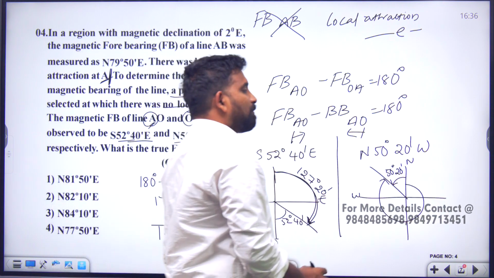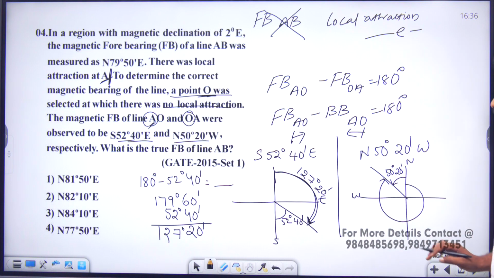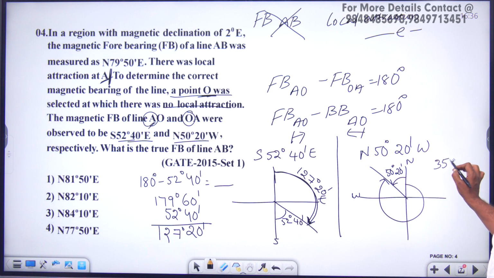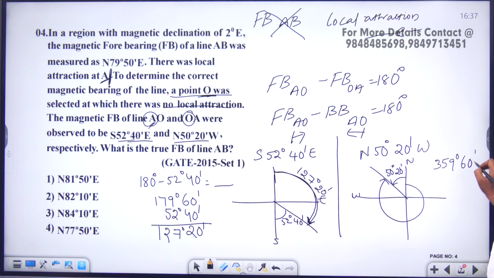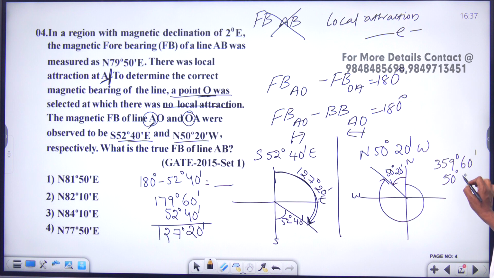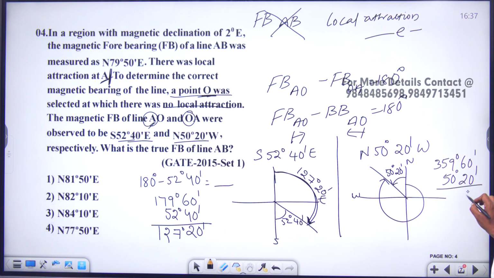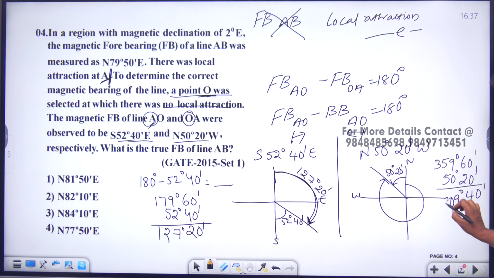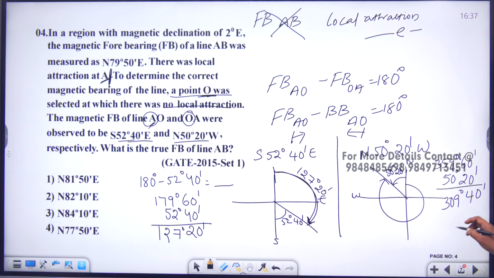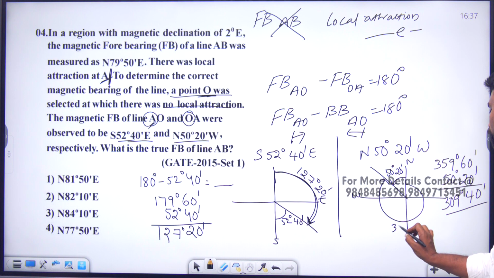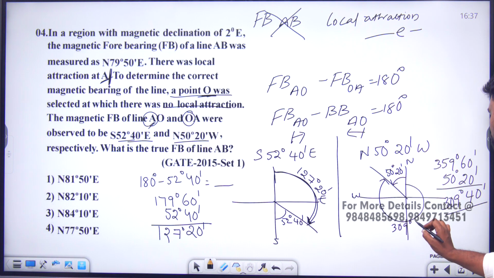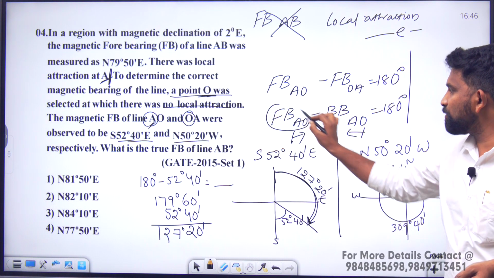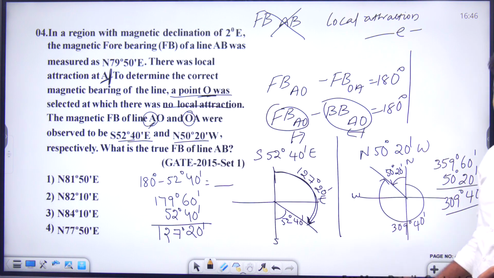Now, here if you observe, we need to subtract this value from 360 so that we will be able to get the correct answer, and this 360 I will be writing as 359 degrees 60 minutes minus 50 degrees 20 minutes. This value comes out to be 40 minutes, and 9, 5 minus 5 is 0, and this value comes out to be 3. So, the given angle is 309 degrees 40 minutes. So, we got the fore bearing and back bearing. Fore bearing of AO was observed here, back bearing of AO is also observed from this figure.